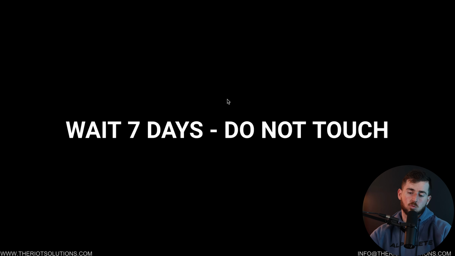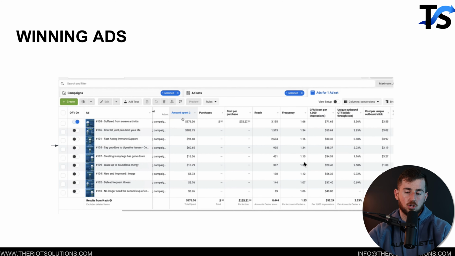So after we launch all this, we're going to wait about 7 days. Don't touch it. Literally, that's it. I turn it on and I don't touch it for 7 days. And then from here, you'll start getting results. We can see right here, we ran this for 7 days at $100 a day. We spent about $676. We found that this 108 right here worked the best with $376 in spend and 5 purchases at $75 cost per purchase.